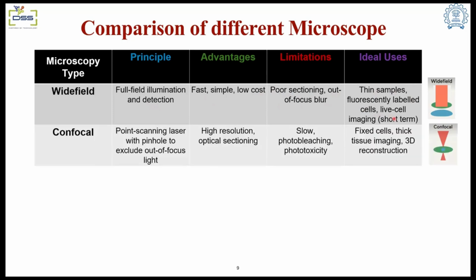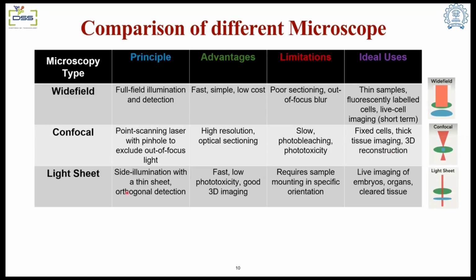The next is confocal microscopy. The working principle is a point scanning laser with a pinhole to exclude out of focus light, and the advantage is a high resolution image and good optical sectioning. The limitations are slow acquisition, photo bleaching and phototoxicity. It is good for fixed cells, thick tissue imaging and 3D reconstruction.